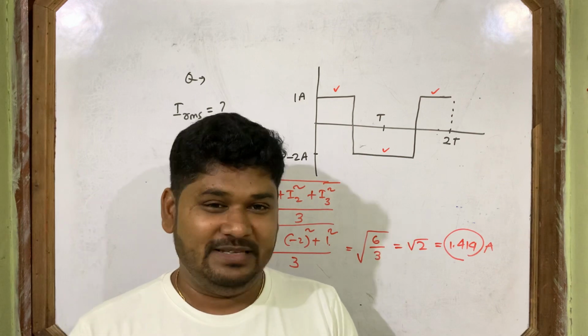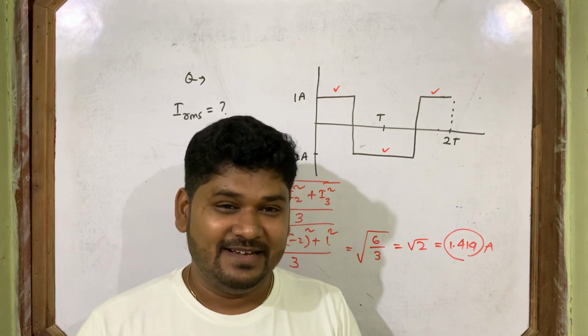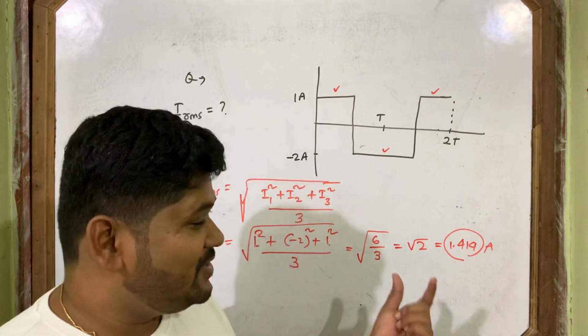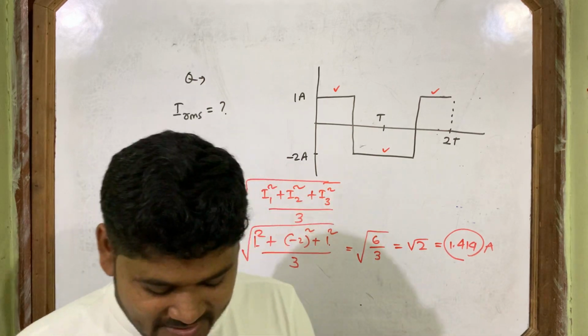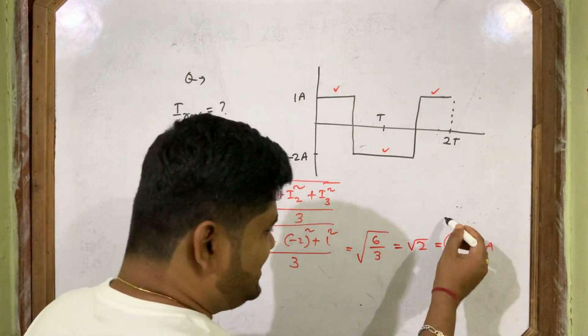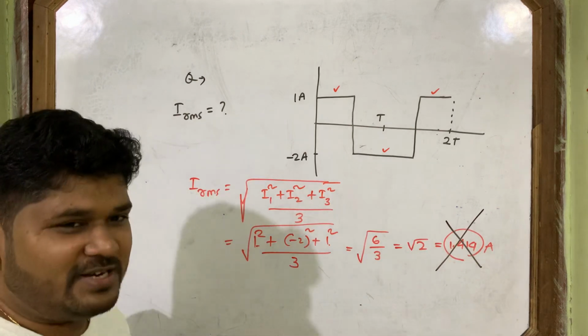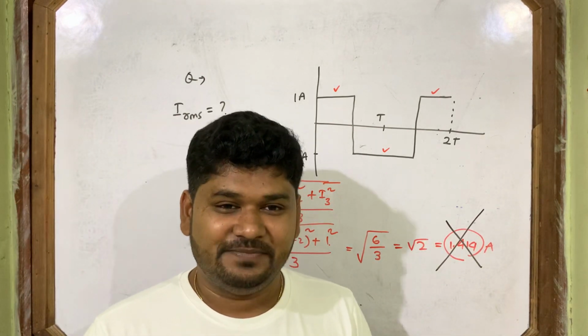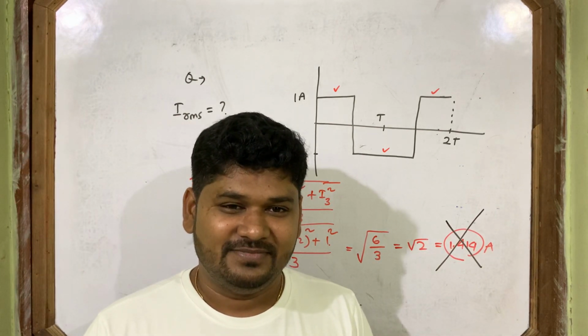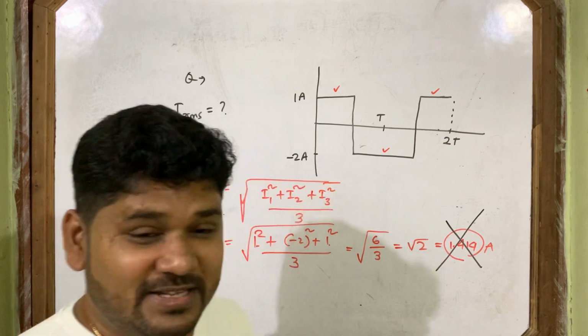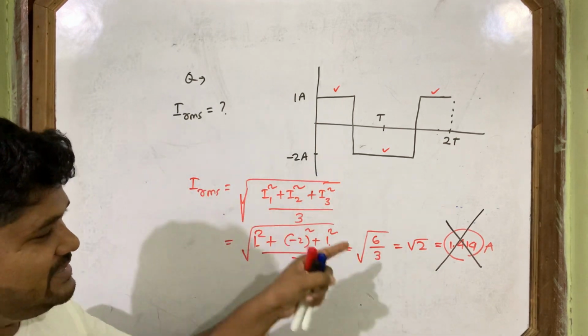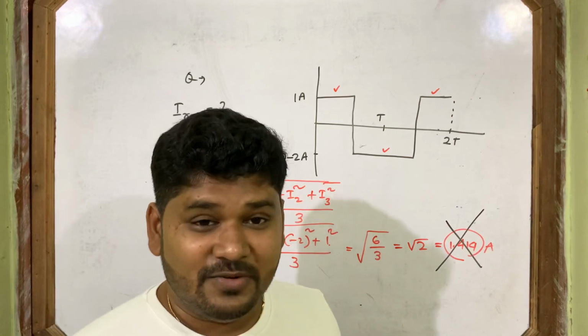So if you got 1.414 ampere, don't be happy, because this is a common wrong answer done by the students. So what is then the right answer? What mistake did you make? Look at the graph. What mistake did you make?